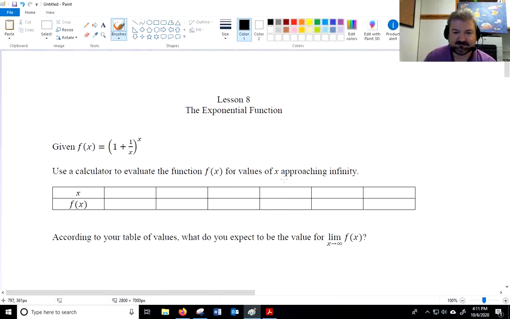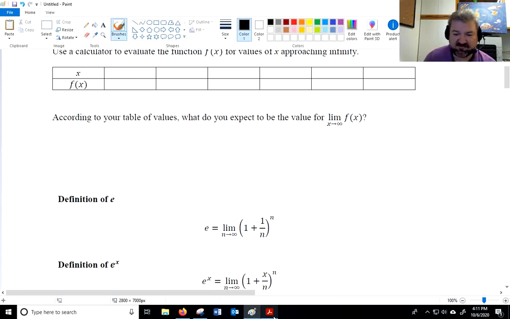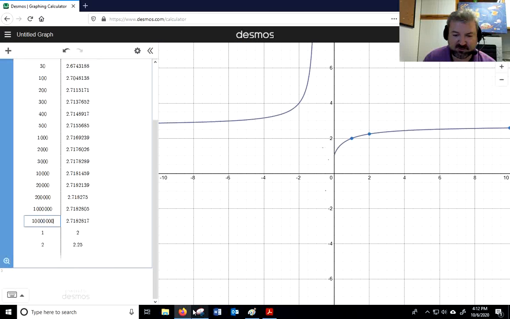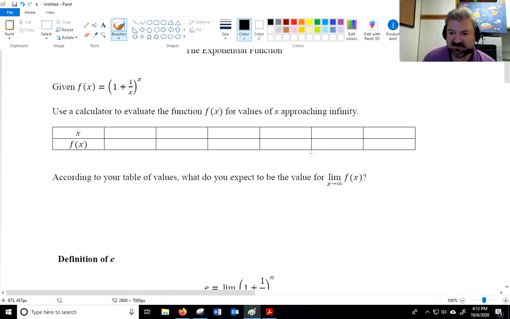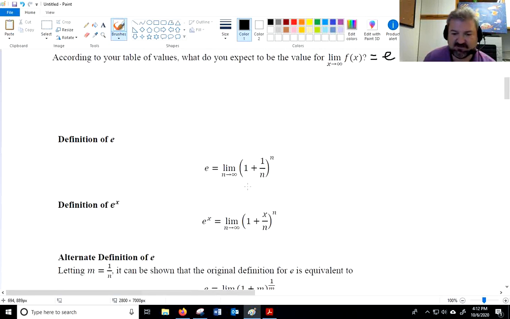I'm not going to fill that in. I've already made the table here on the Desmos, so you can fill that in if you want. But do you recognize that number? 2.718281828. That number is e. This number is approaching e, and that gives us our calculus definition of e.